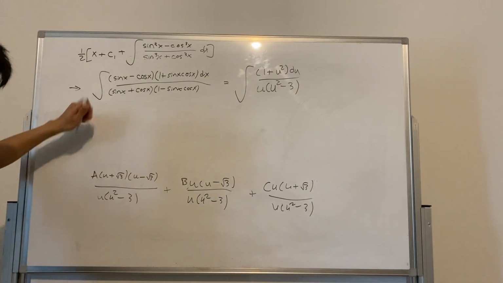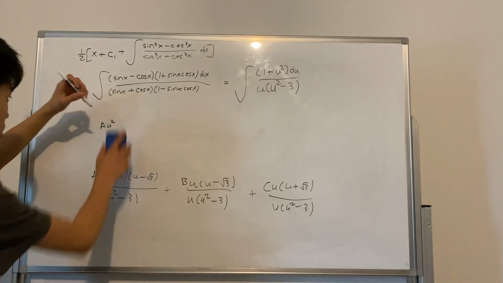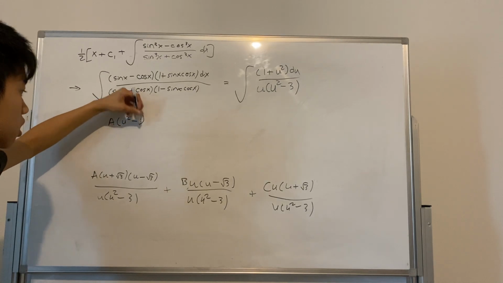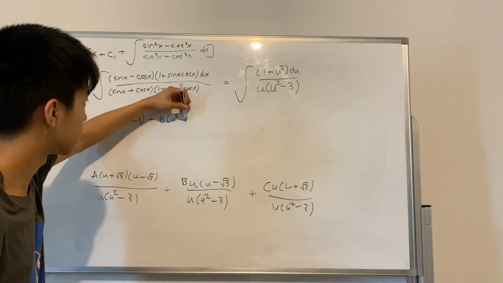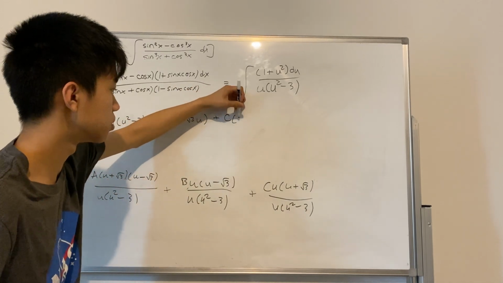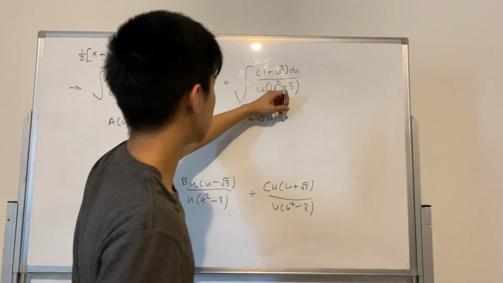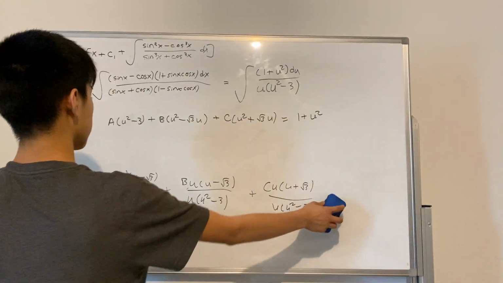So this is a times u squared minus 3 plus b times u squared minus root 3u plus c times u squared plus root 3u. That's equal to the top, 1 plus u squared. Okay, now let me get rid of this.